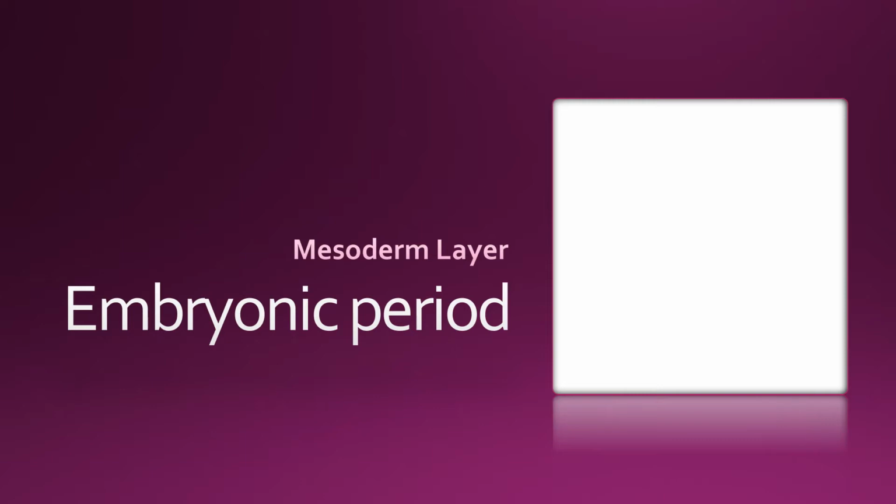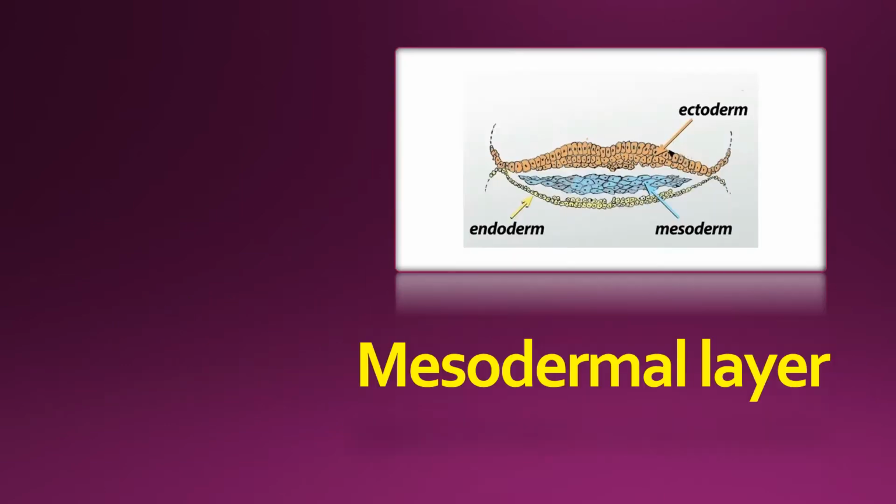In today's video, we are going to learn about the mesodermal layer during the embryonic period. Okay, we will move on to the video. In the trilaminar germ disc, we can see three layers: outer ectoderm, middle mesoderm, and inner endoderm. So here we are going to see the derivatives from the mesodermal layer. What are the things going to be produced by this mesodermal layer? We will see in the video.